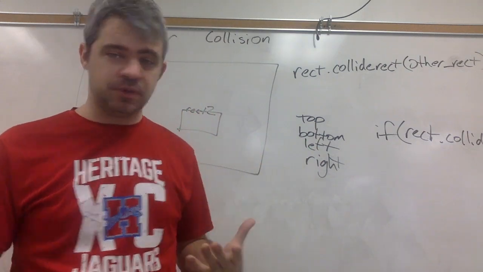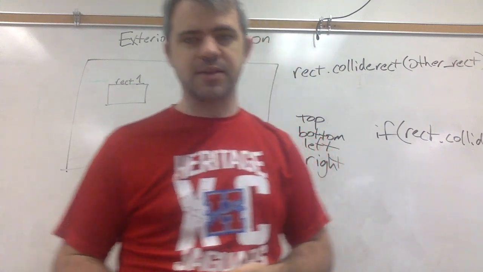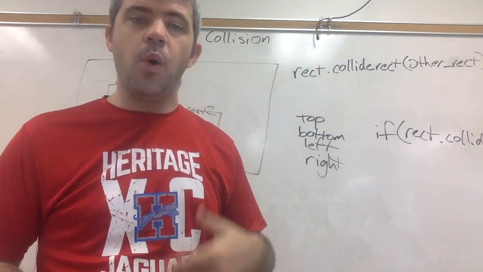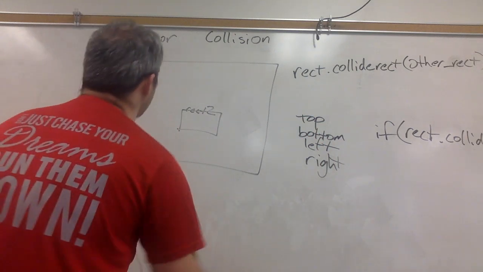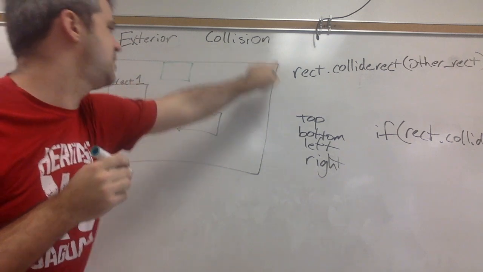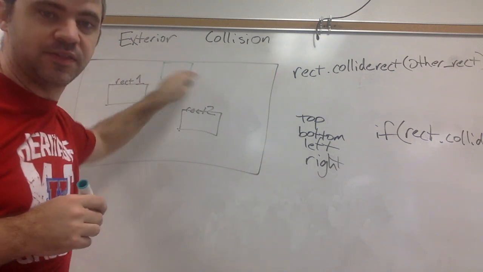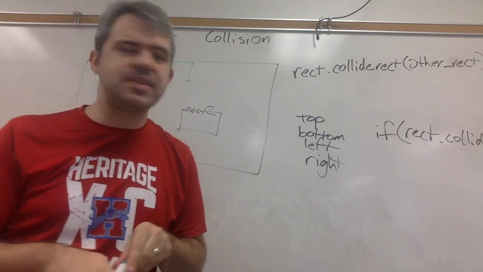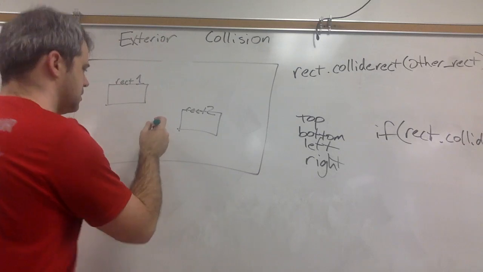Now, it's going to be very similar. We're still going to use rect.collideRect with other rect. The difference is where they're going to hit each other. So before, when we were colliding with the outside here, if rect1 hit this other rectangle here, the top was hitting the top. But that's not going to be the case with exterior collisions. Look, when this guy hits this guy.